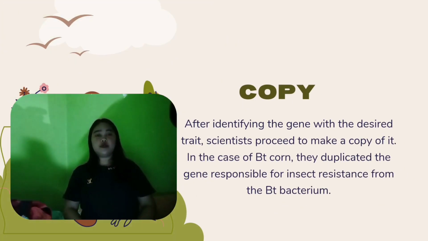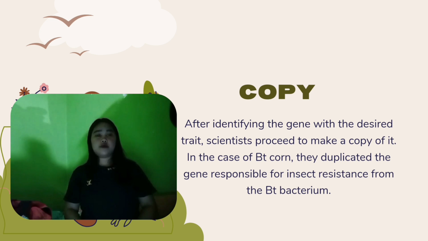After identifying the gene with the desired trait, the next step in making a genetically modified organism is to make a copy of that gene. This process is often referred to as gene cloning. In the case of BT corn, scientists duplicated the gene responsible for insect resistance from the BT bacterium.